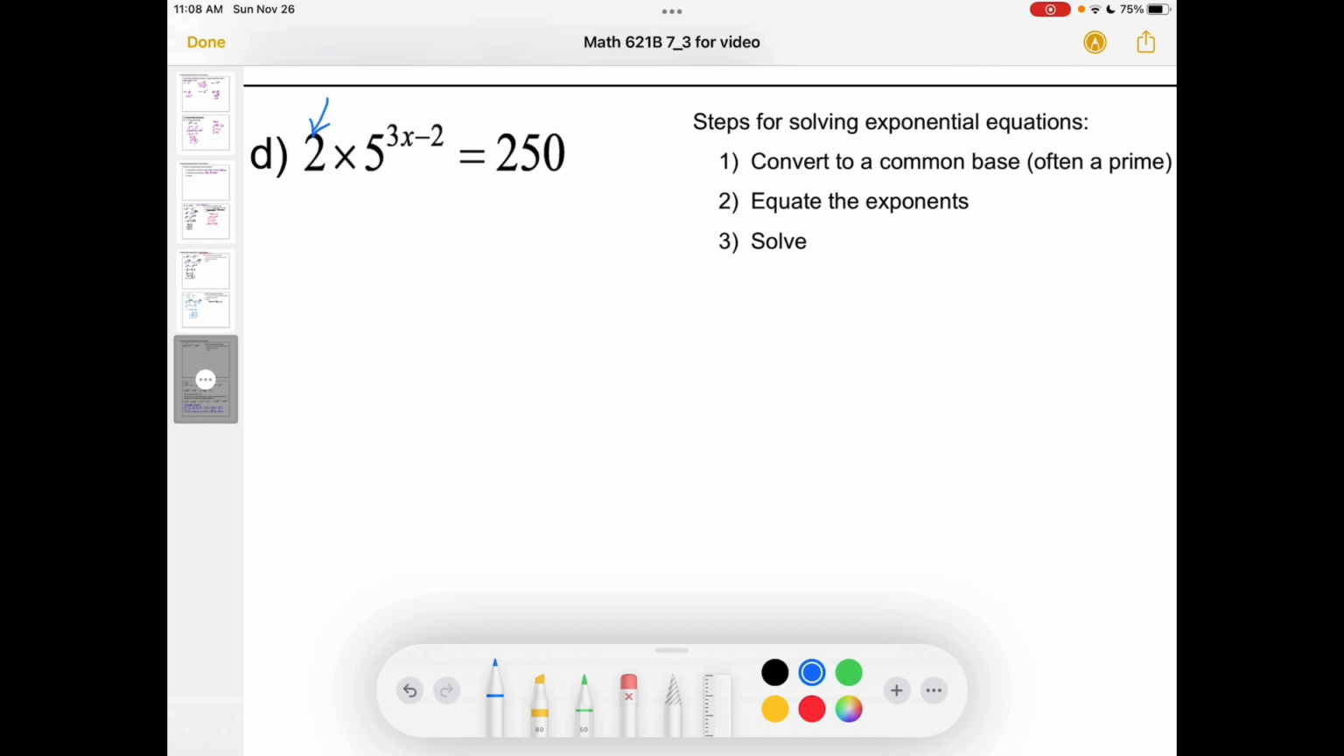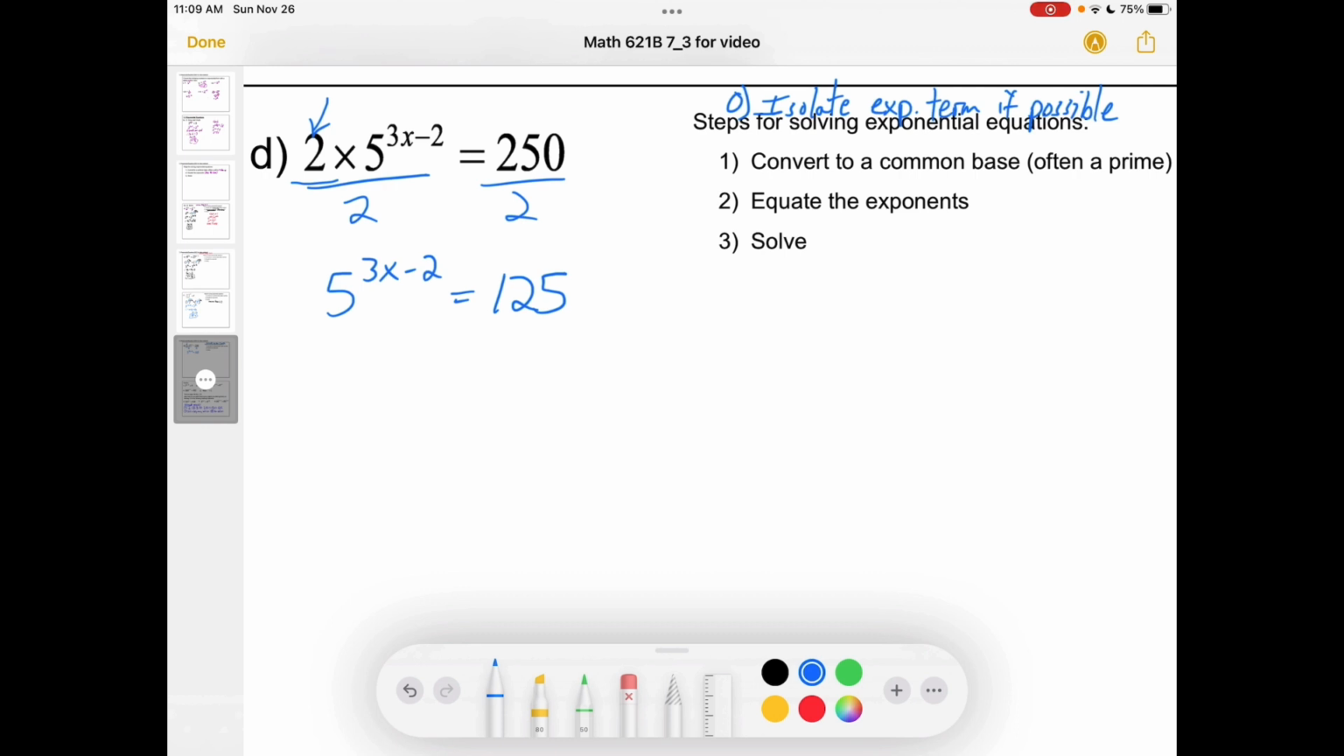That might help. So that's kind of a 0th step, is isolate the exponential term if possible. If I divide both sides of this by 2, I'm going to end up with 5 to the 3x minus 2 equals 125. And then this looks doable.